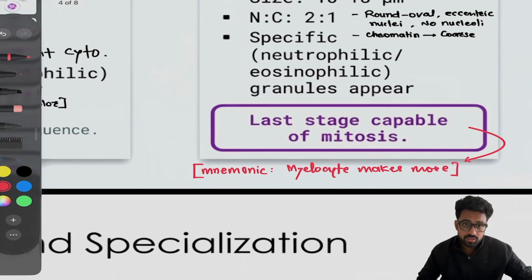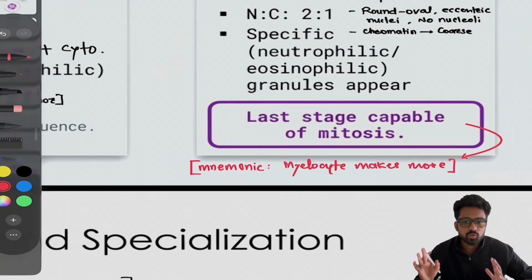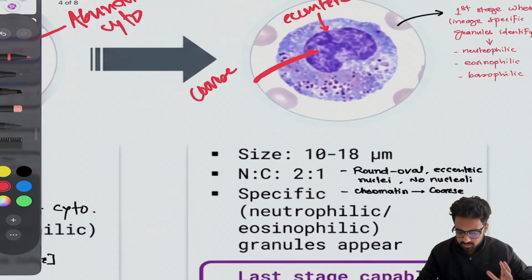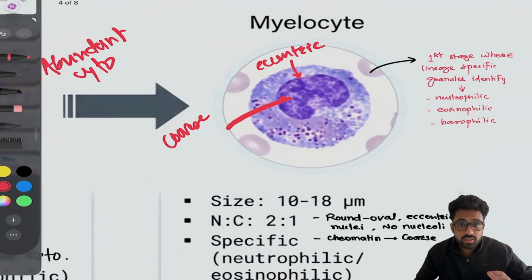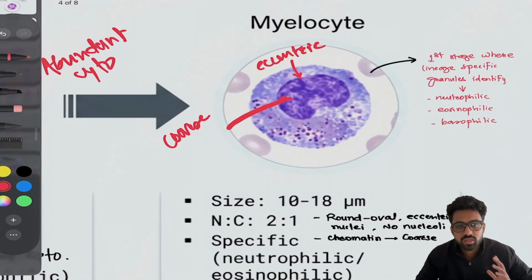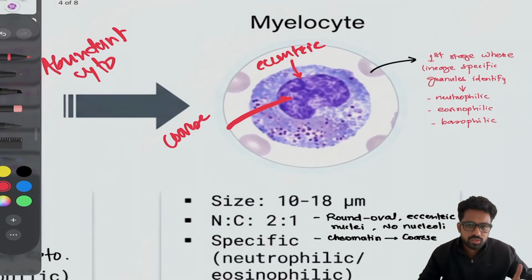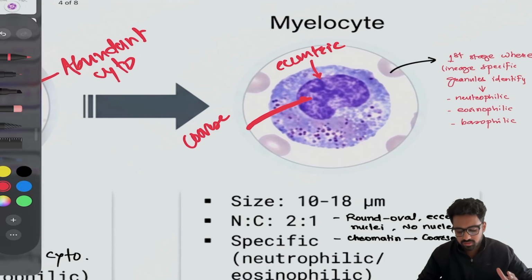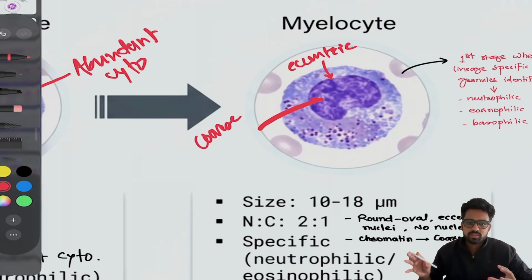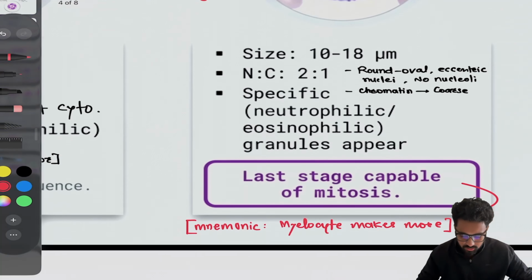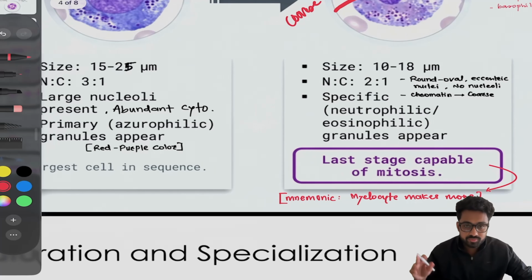So I created a mnemonic. You can remember by: myelocyte makes more. So it is the last cell capable of mitosis, and the first stage where lineage specific granules you can identify. That is, you can identify it as a neutrophilic cell or eosinophilic precursor or basophilic precursor depending on the color of the granules. Like in eosinophil you can see orange red granules, in neutrophil you can see pink lilac granules, and in basophil dark purple granules. That's how you identify the lineage from this myelocyte stage.